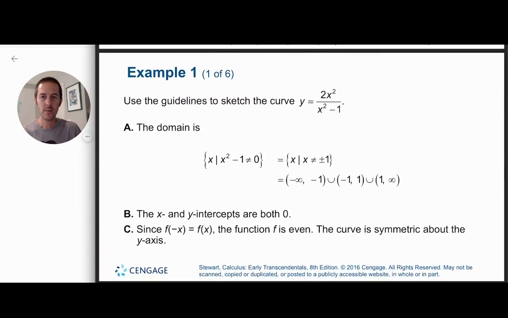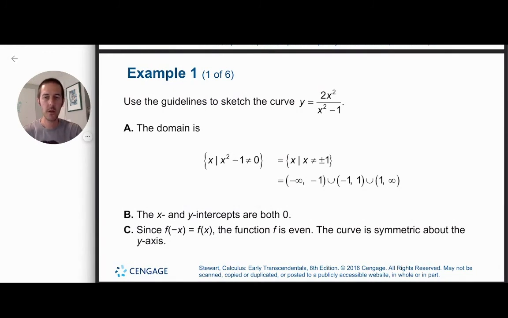And here we have our first example. So we're looking at this rational function. Part A says that the domain is, let me switch colors here, the set of x values such that the denominator does not equal 0. So we want to make sure that we're avoiding division by 0, and if we take this and solve it for x, we end up with a statement that says x is not allowed to equal positive or negative 1. Here's that same domain using interval notation.